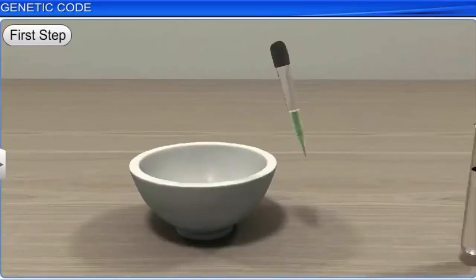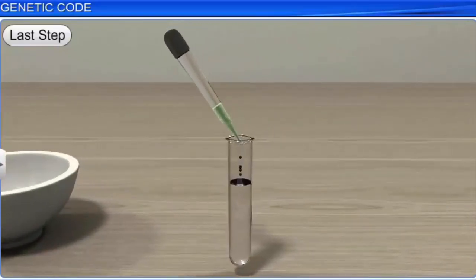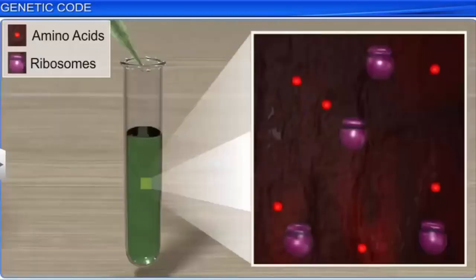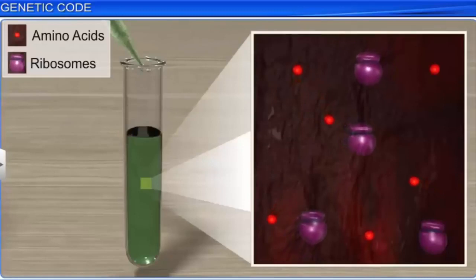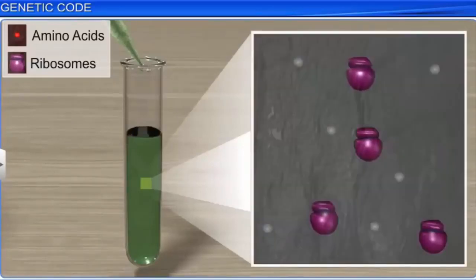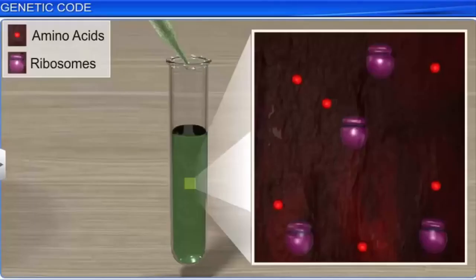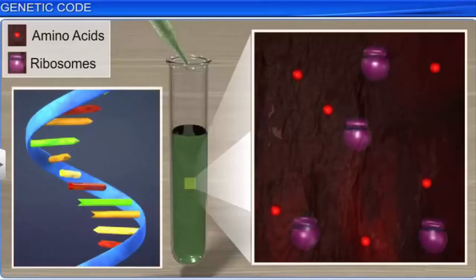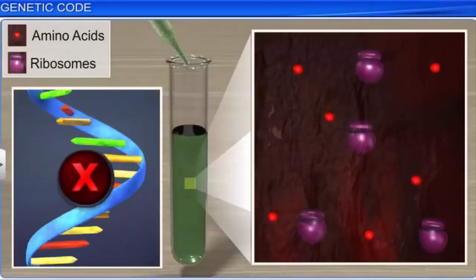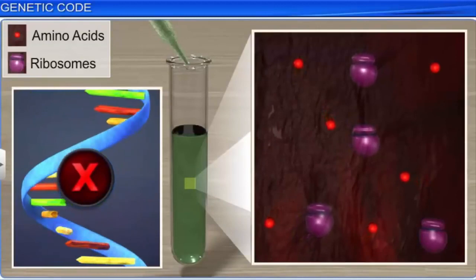The E. coli extract was then added to a test tube containing everything needed for protein synthesis, including ribosomes and amino acids, to name a few. However, the test tube lacked an mRNA, without which protein synthesis was not possible.